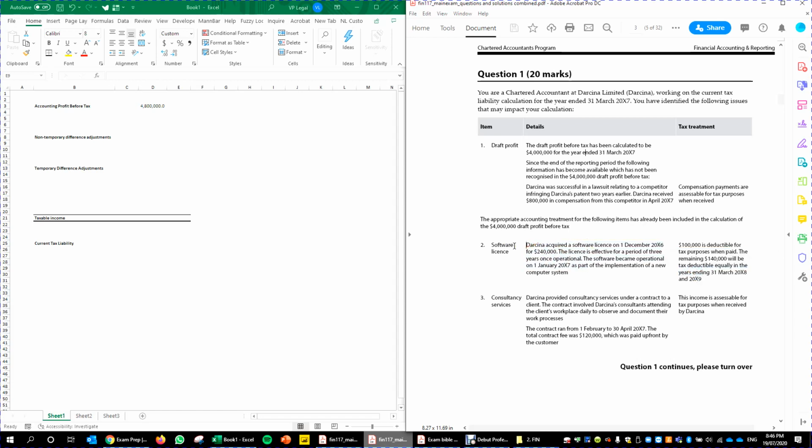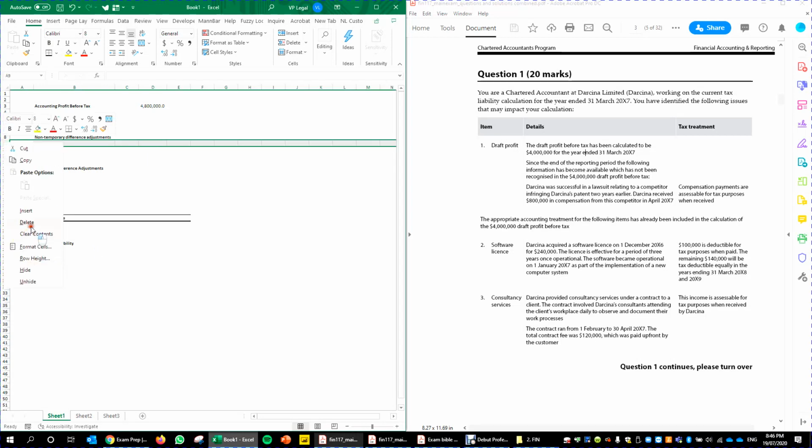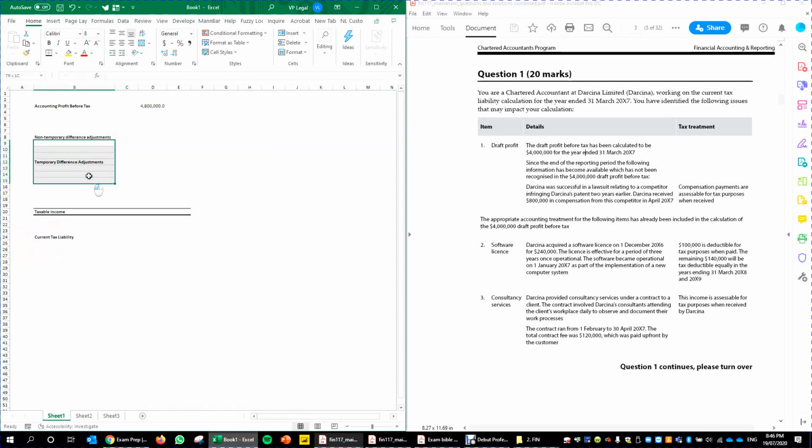So what we know about licenses is that they're generally capitalized. That means that they haven't expensed any of it. But what it does mean is that there is going to be a $100,000 deduction for tax. So we're actually going to reduce our taxable income because we're having an extra deduction for tax that we're not having for accounting. So we need to do a negative $100,000 in one of these adjustment fields.